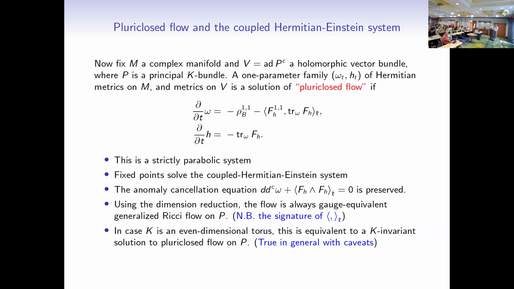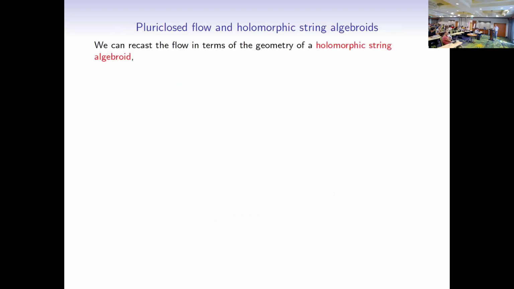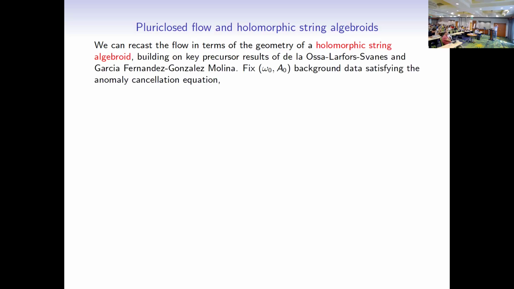Okay, so we have this PDE now in principle for understanding solutions of Hull-Strominger. I want to show you a nice a priori estimate, even for the original Hull-Strominger system, that comes out of this picture, or really comes out of a different formulation. So I'm going to describe a reformulation of this flow in terms of the geometry of what is called a holomorphic string algebroid, which I'm sure no one in this room knows what it is, most likely. This builds on a number of really nice precursor results in the physics literature. There's this nice paper of De la Ossa, Larfors, and Svanes, and then recent work of my collaborators.